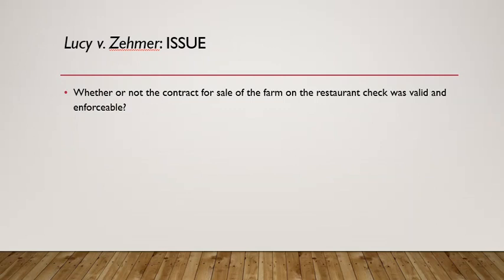The main issue the court was deciding flows from those procedural actions in the trial court. The central issue on appeal was to decide whether or not the contract on the restaurant check was valid and enforceable for Lucy.